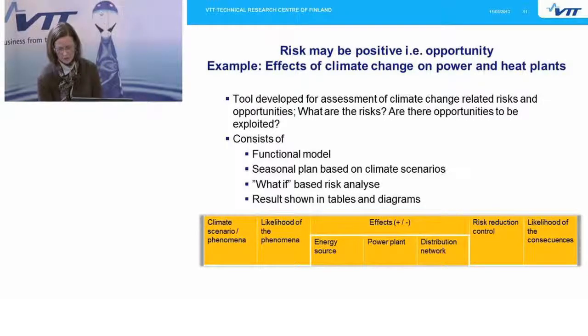Then one example you may remember from when I talked about the definition of risks. There might also be positive effects, and then we may talk about opportunities. We've been involved in development of an assessment tool for the climate change related risks and opportunities for power and heat plants. And this is the example of that tool. The tool consists of a functional model, which means that the energy production is divided into functional parts. A simple example is energy source, power plant, and distribution network.